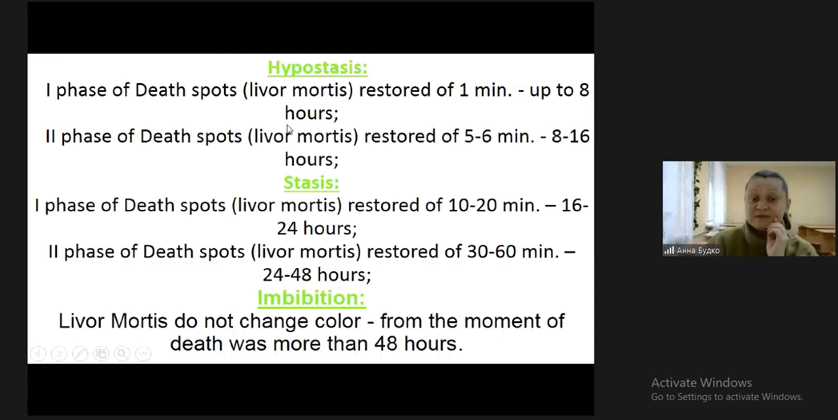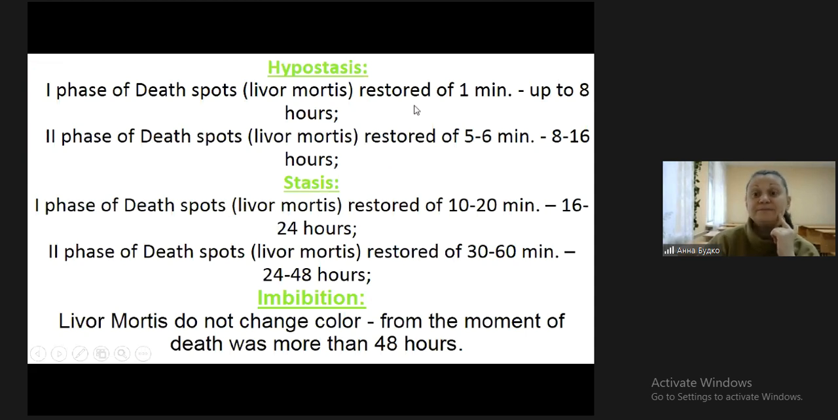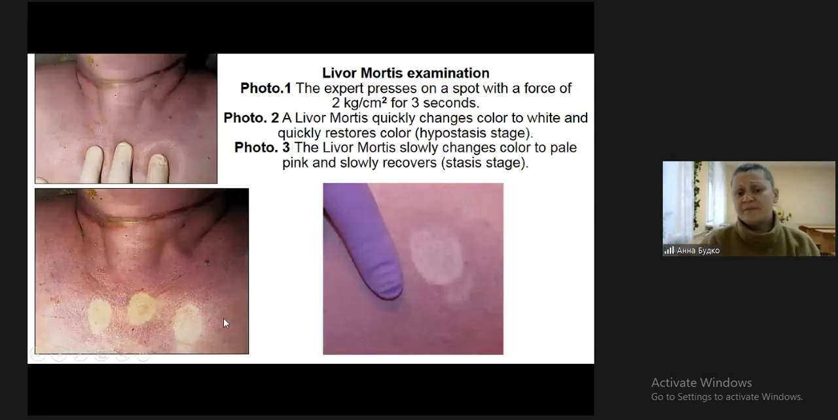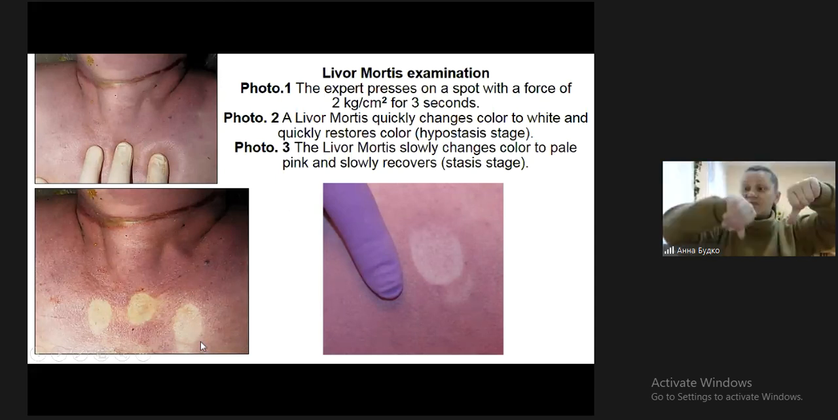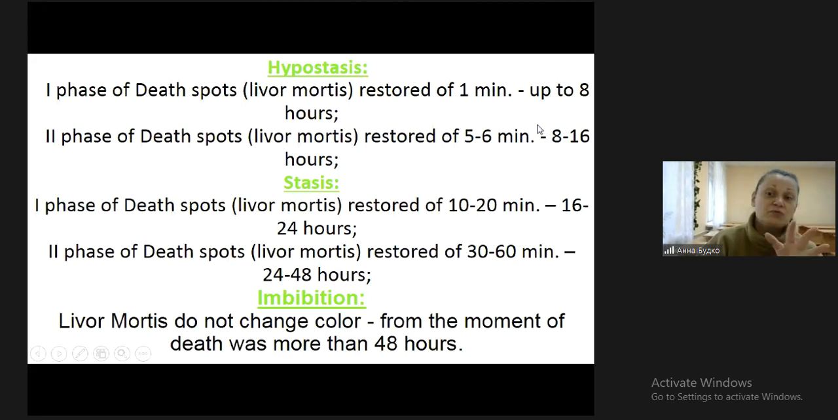And due to pressure on the livor mortis in the first phase, hypostasis, it changes color into white quickly, and after pressure it quickly restores. If I take the first phase, it restores after 1 minute. The forensic medical expert applies pressure on the livor mortis and fixes the time of restoration. So if livor mortis is restored in 1 minute, the post-mortem interval is not more than 8 hours. If livor mortis is restored in 5-6 minutes, the post-mortem interval is 8 to 16 hours.